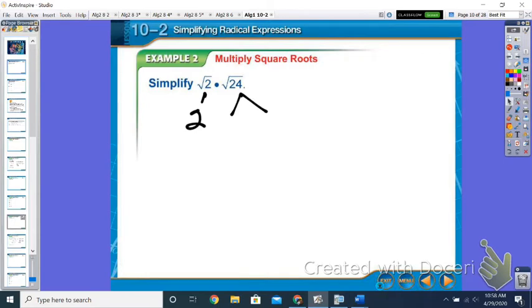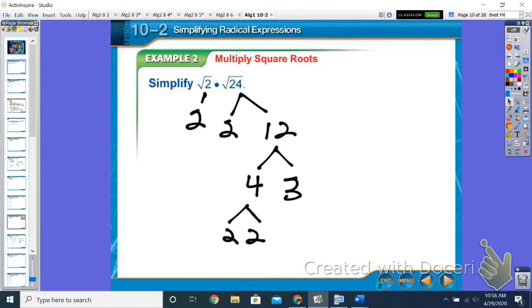But so 24, I'm going to say that's 2 times 12. You could have said 8 times 3 or 6 times 4. Either way, these work because you're going to get the same numbers at the bottom of your factor tree. It's just going to look a little different along the way. 12 I can break down into, let's do 4 times 3. Again, you could have done 6 times 2. That's fine. And then 4 becomes 2 times 2, and the 3 can't go any further.